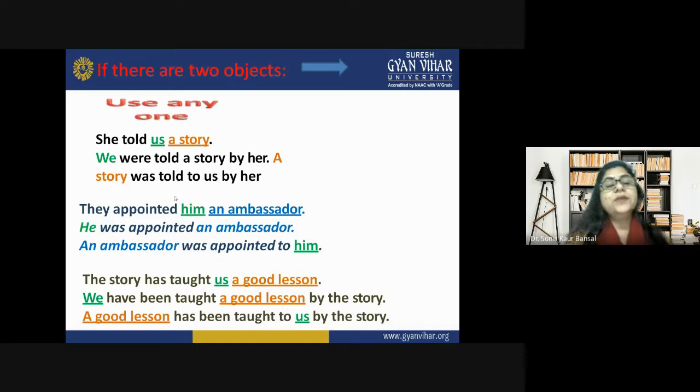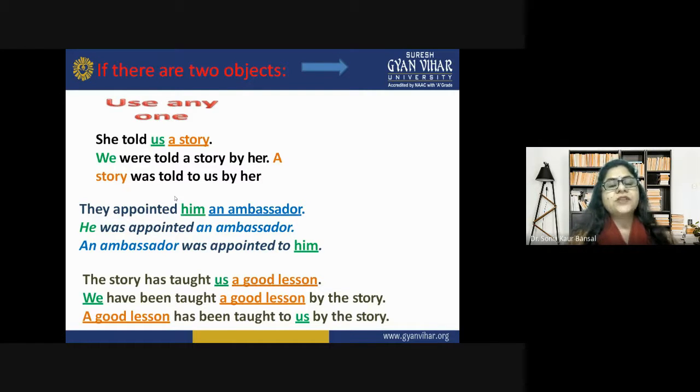Now see, second example, they appointed him as an ambassador. So I told you that if there are two objects in one sentence, students, then you are required to choose any one object and start with that in the passive voice sentence. Clear? And it also means that you can frame two passive voice sentences, one from each object. So as you can see in another example, they appointed him an ambassador. The first passive voice sentence would be, he was appointed an ambassador. And there is no need to add by them as it is understood. So we are just leaving out they. All right.